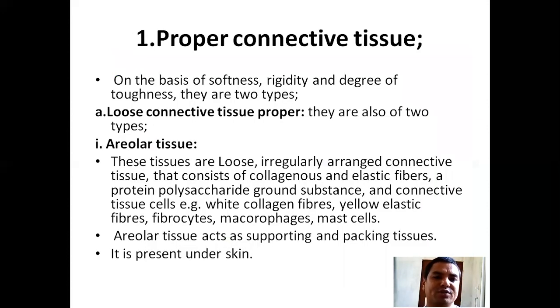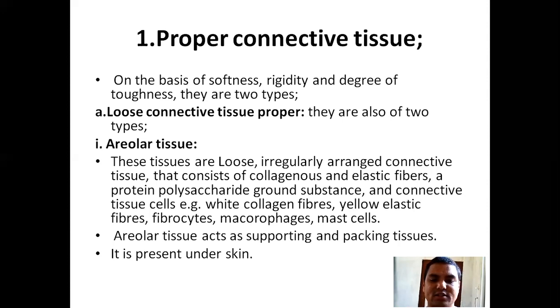Proper connective tissue. On the basis of softness, rigidity, and degree of toughness, there are two types of proper connective tissue. They are loose proper connective tissue, which is again divided into two parts. They are areolar tissue. Areolar tissue is a loosely, irregularly arranged connective tissue that consists of collagenous and elastin fibers, proteins, polysaccharides, ground substances, and connective tissue cells. Examples: white collagen fiber, yellow elastic fiber, fibrocyte, mast cell are present in the areolar tissue. These are the components of areolar tissue.